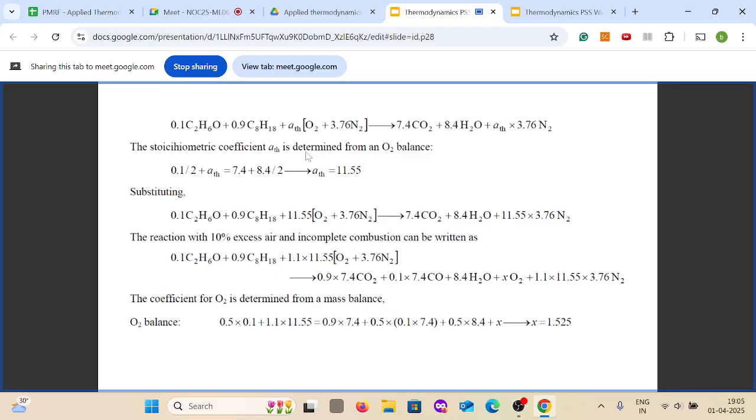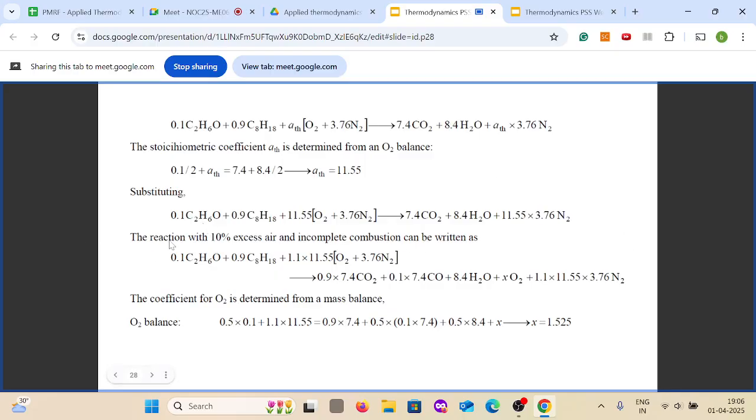First we'll find out how many moles of carbon dioxide are present, so from there we know how much CO and CO2 is forming. First we'll write the complete combustion equation: 0.1 kilomoles of ethanol plus 0.9 moles of octane reacting with A moles of air to form, doing a carbon balance, 7.4 moles of CO2 plus 8.4 moles of water plus A into 3.76 moles of nitrogen. From there we can find that A comes out to be 11.55. So substituting, this is the final expression.